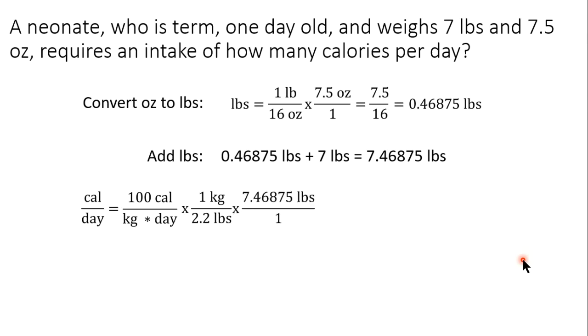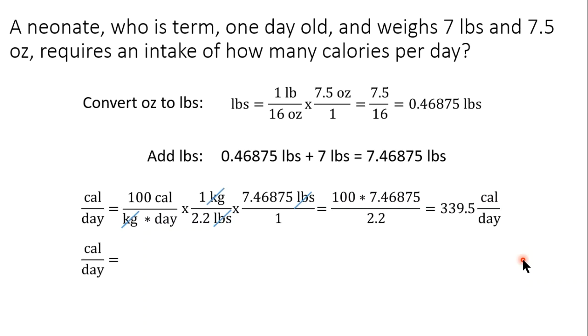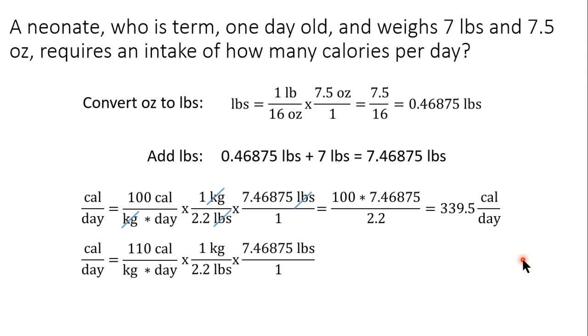7.46875 pounds. The pounds cancel out, the kilograms cancel out, and so we are left with 100 times 7.46875 divided by 2.2, which gives us 339.5 calories per day. That is the bottom of the range. So now we calculate the higher part. So 110 calories per kilogram per day times our conversion ratio of 1 kilogram over 2.2 pounds times the weight of the baby.